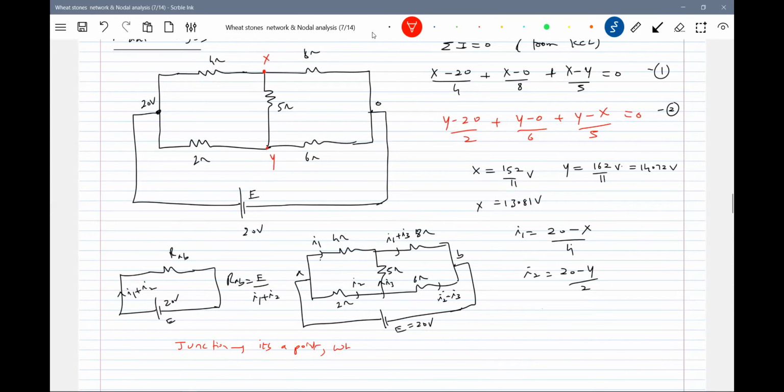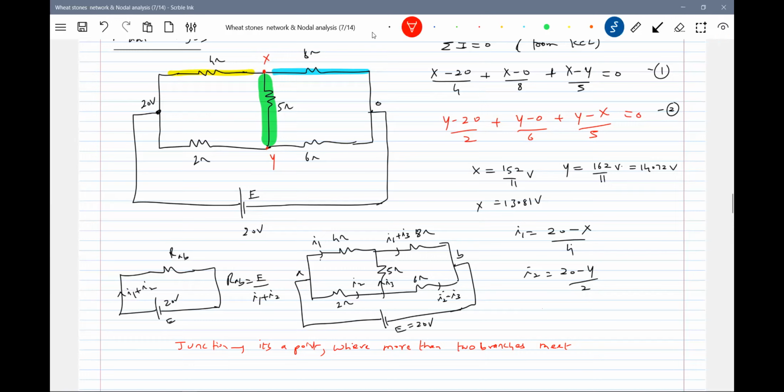It's a point where more than 2 branches meet. Now, what do you mean by branch? I can call this one branch, this is one branch, and this is one branch. Are you looking at this? There are more than 3 branches meeting at a point. So therefore, this X will become a junction, or I'll call it a node.